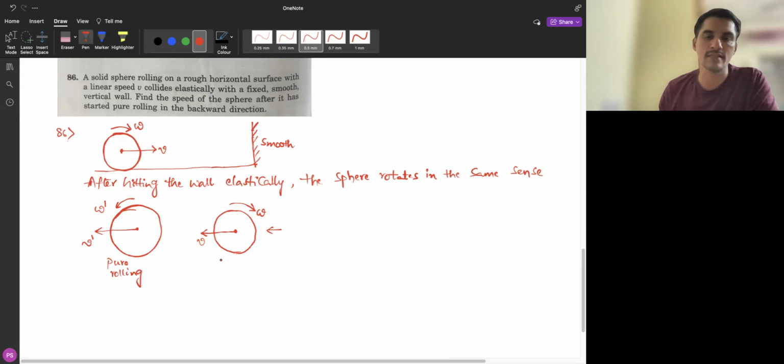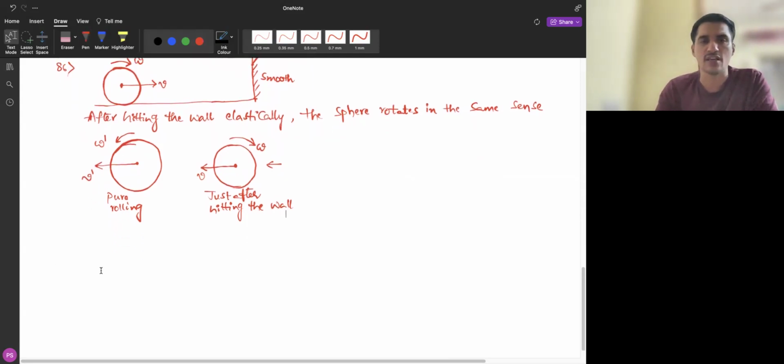And what about this one? Just after hitting the wall. Now what we need to calculate? Find the speed of the sphere, means the v dash value. Here the v dash value we need to calculate. Same situation. Even here also we have to apply the law of conservation of angular momentum with respect to that point P which is in contact with the surface. See here, this is that point P which is in contact with the surface.